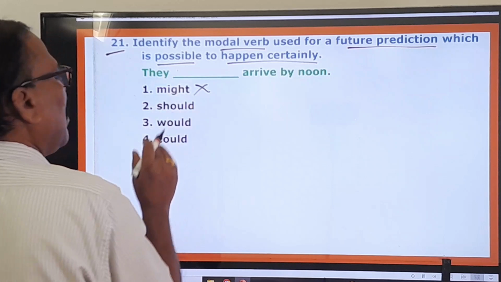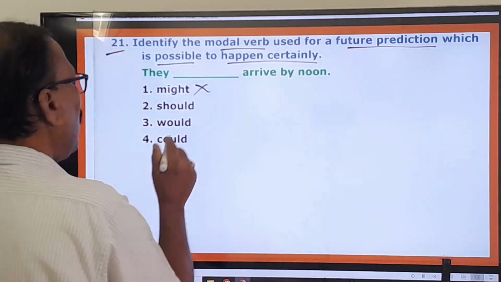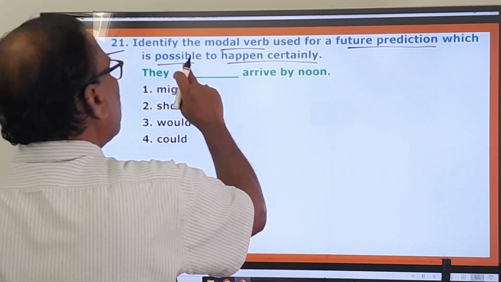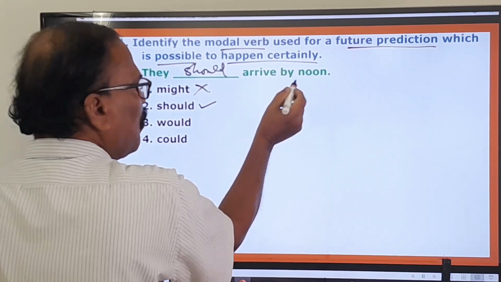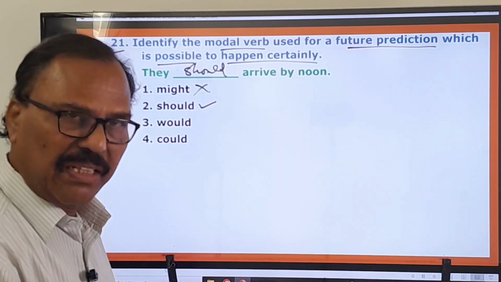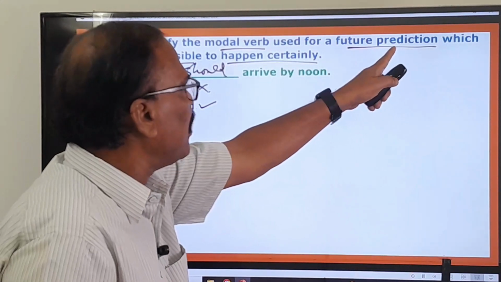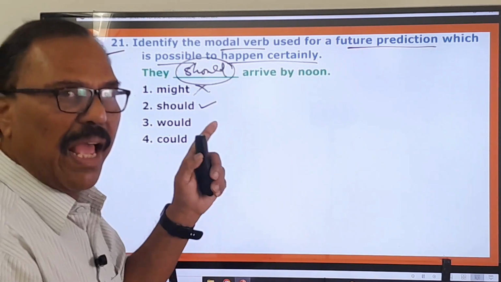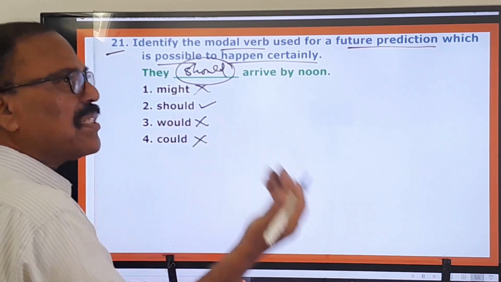Might is past possibility, probability. Should indicates a future prediction which is possible to happen. So you say they should arrive by noon. They are supposed to arrive by noon. That is going to happen as a future prediction, and it is going to happen certainly. Then you have to use only should, the modal auxiliary verb. Would indicates futurity, could indicates past ability.